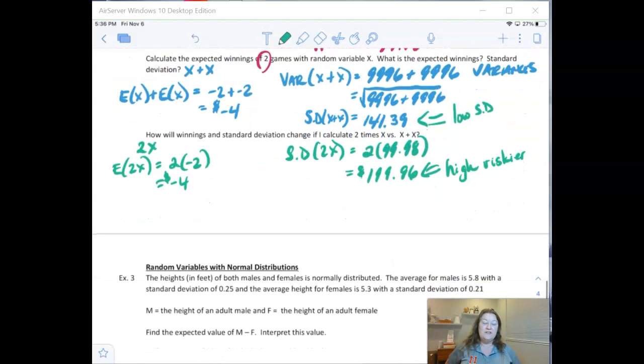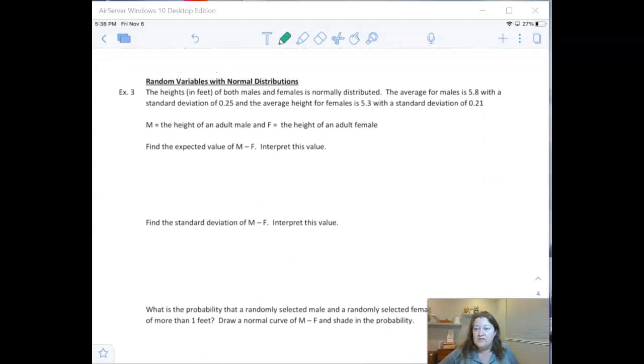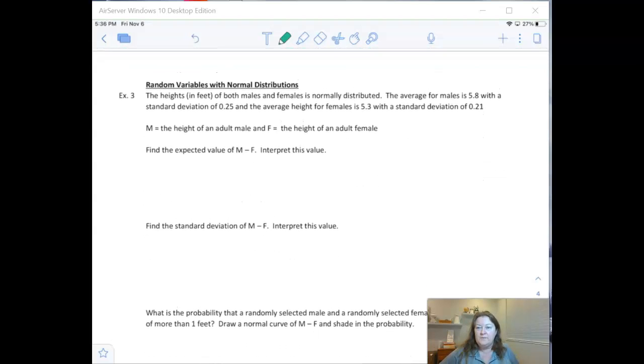All right. The last thing we have to do is do this with normal distributions, and we are done for today. So taking a look at random variables with normal distribution. We're going to do one that's about average heights of males and females. I turned them all into decimal feet, so it's easier, so we're not doing feet and inches. The average height for males is 5.8 feet with a standard deviation of 0.25. And for females, we have an average height of 5.3 with a 0.21.